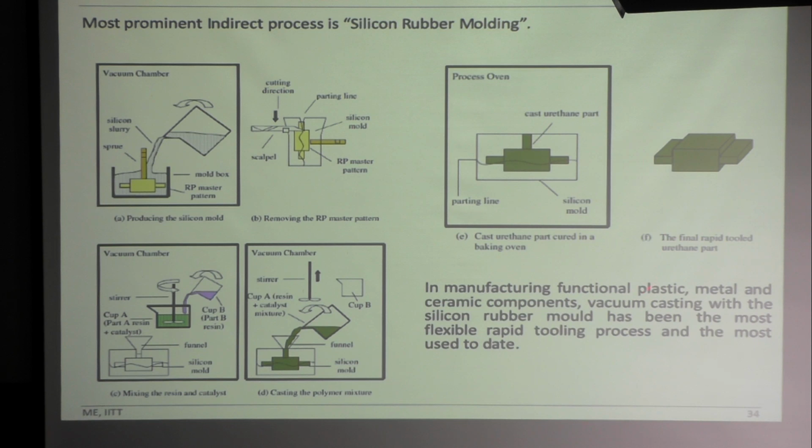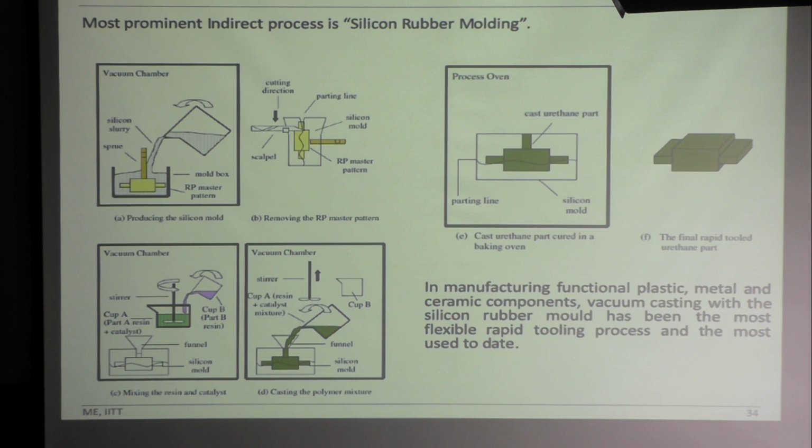So this figure explains the complete working principle. Figure A explains producing the silicon mold. We place the AM master pattern within the box, and then place the sprue, and then pour the silicon rubber, and then bake it at a certain temperature for some time. Then you take out the silicon rubber and split it at the center, so that once you split it, you take out the master pattern and it generates the cavity within the silicon molds.